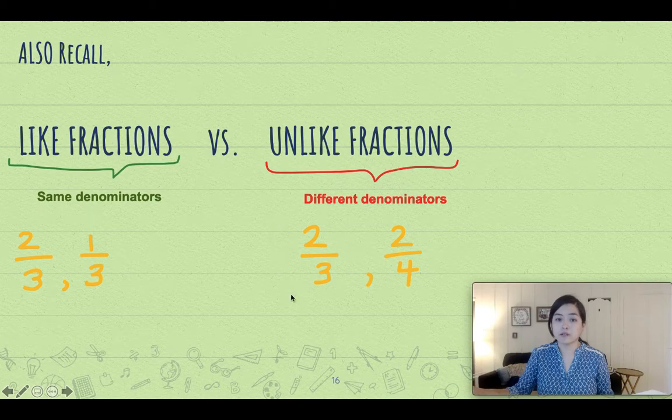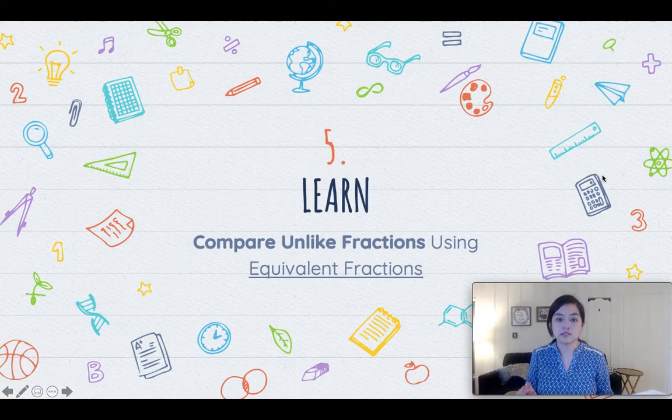Here's another pair of fractions. These pair of fractions are unlike fractions because their denominator is different. We have 2/3 and 2/4. In 2/3, the denominator is 3. In 2/4, the denominator is 4. So these pair of fractions are called unlike fractions.